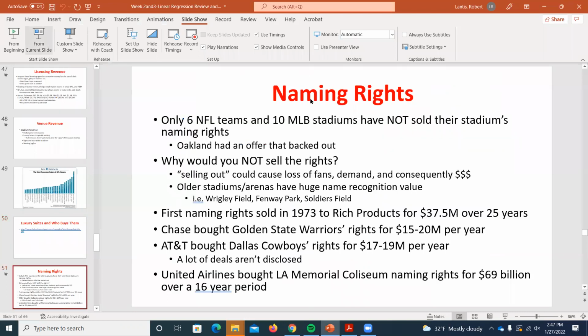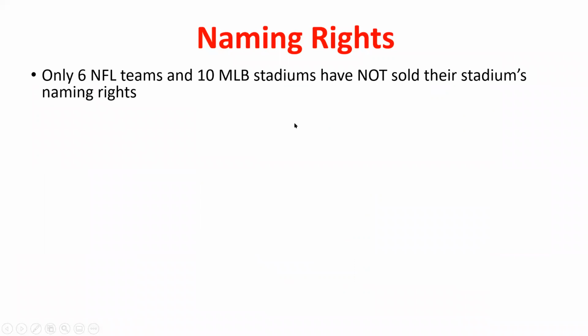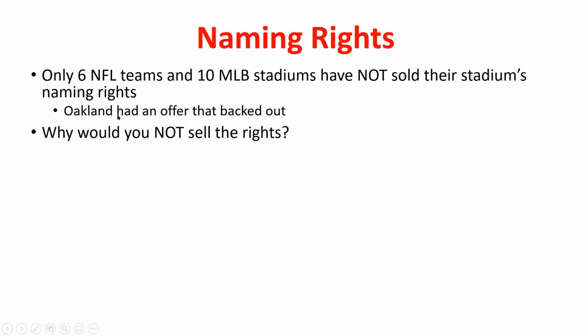Okay, so the next thing we'll talk about, and I got a paper for this one as well, is naming rights. So I think maybe this didn't include SoFi at the time, so this might only be 5 now. But there's 5 NFL teams and 10 Major League Baseball stadiums that have not sold the naming rights to their stadium. Oakland at one point had an offer, the company backed out. I forget exactly who it was now. So why are these 16 teams holding out, or 15, I guess now? Why are some of these teams choosing not to sell the rights to their stadium when we look at some of the deals, it's in the millions? Very good right now.